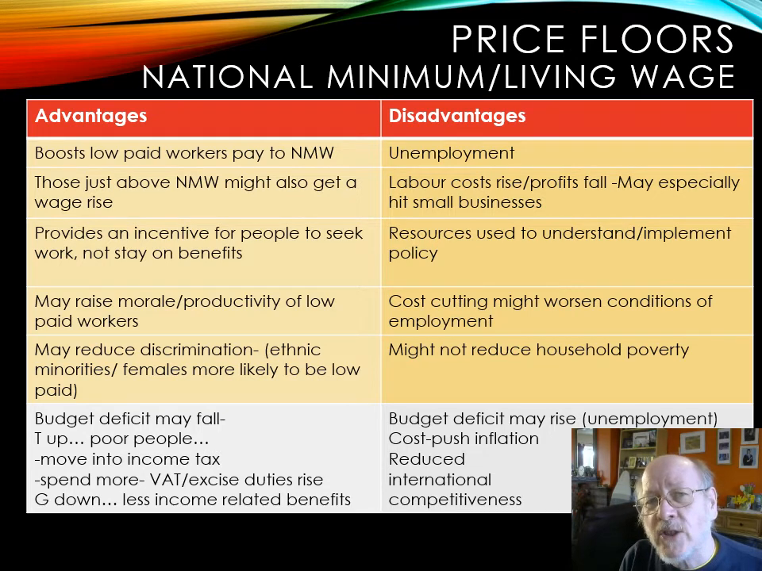It might not actually reduce inequality, because it's based on the individual's pay per hour, and that individual may be perhaps the second earner or the third earner in a family. And normally when we measure poverty, we look at households rather than individuals. And again, on the macro side, we've said that the budget deficit might fall. Well, it might rise, because if unemployment goes up, then we're going to be paying more unemployment benefits.